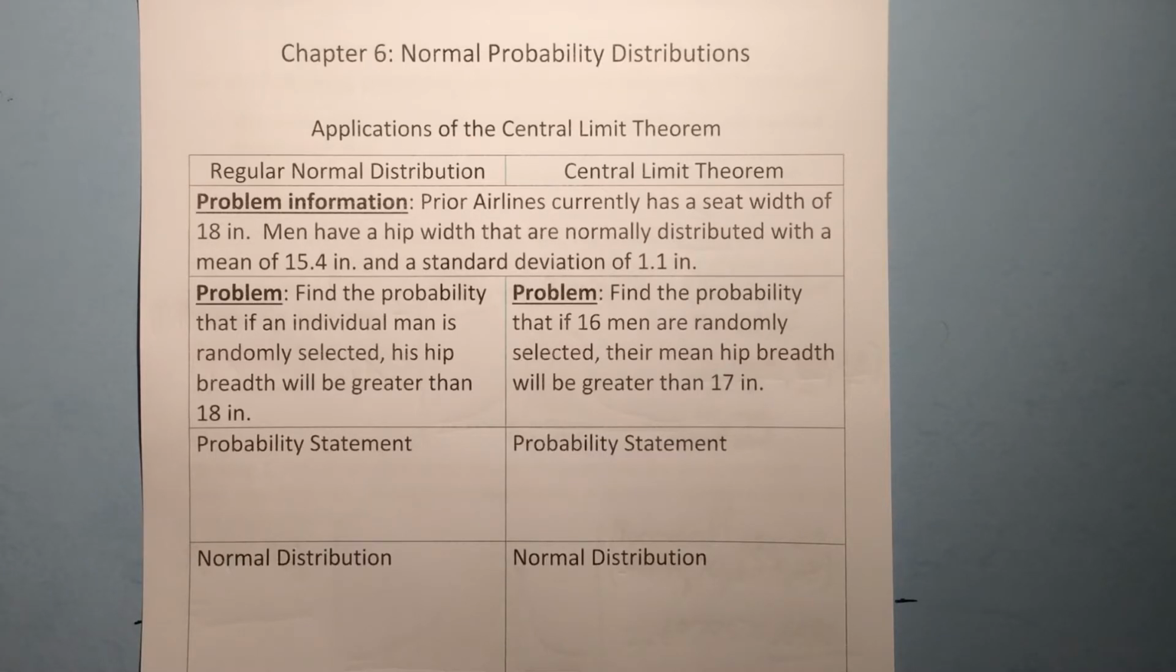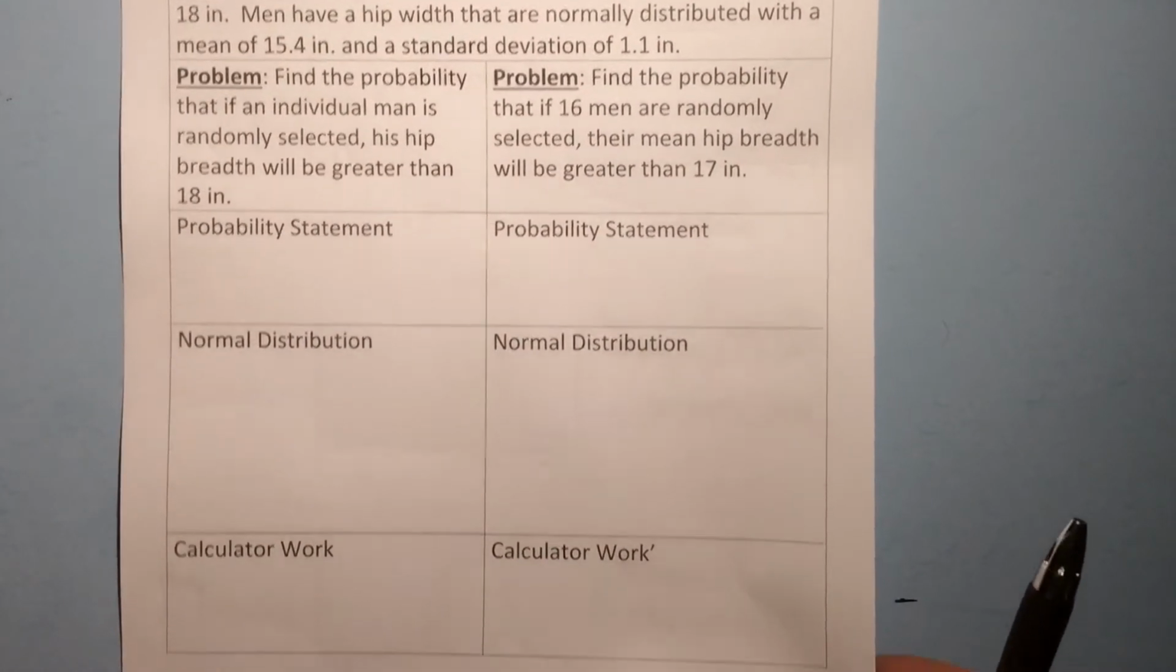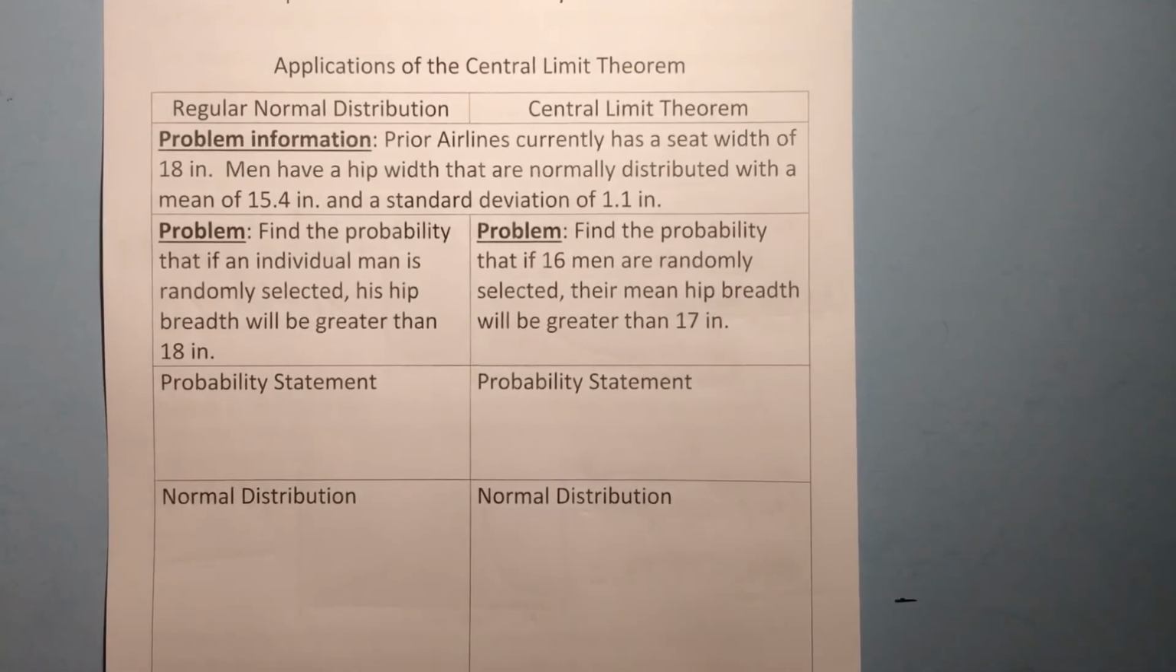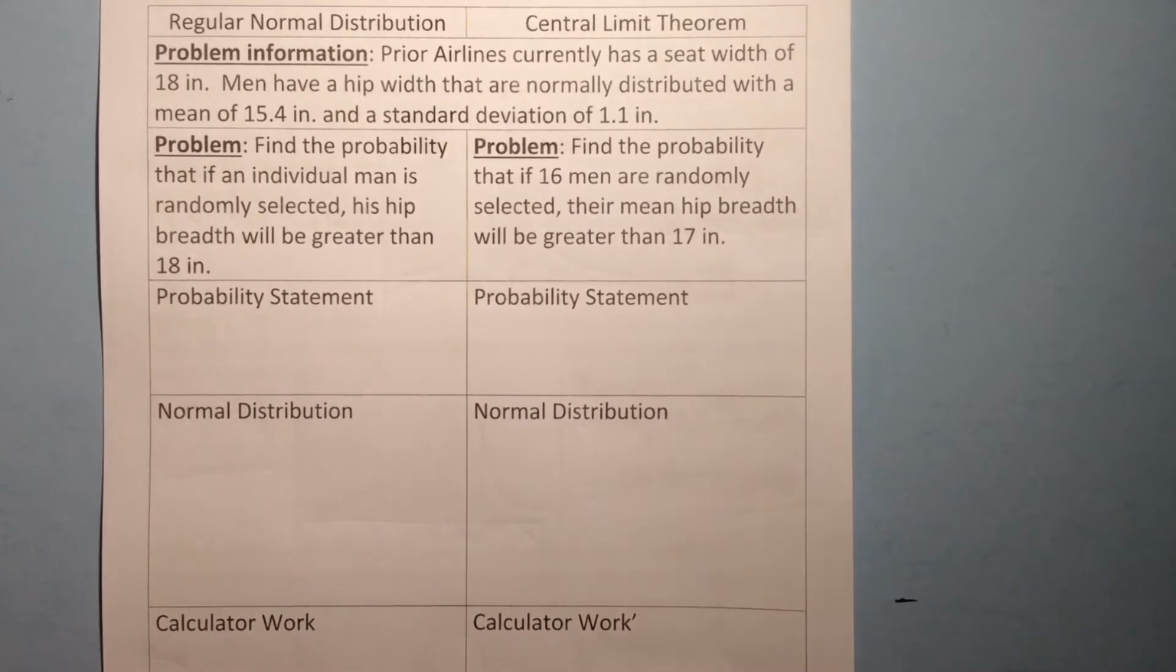And in understanding that, it's going to make a whole lot more sense to understand how applying the central limit theorem changes each of those 3 steps. So those 3 steps that are involved here are going to be providing a probability statement, drawing a normal distribution, and then the calculator work necessary to successfully complete the problem. So let's go ahead and take a look at what problem is being asked here. And I'll move down as we need to here.